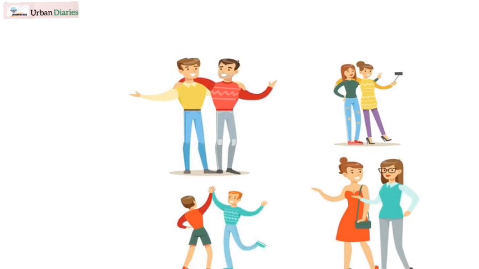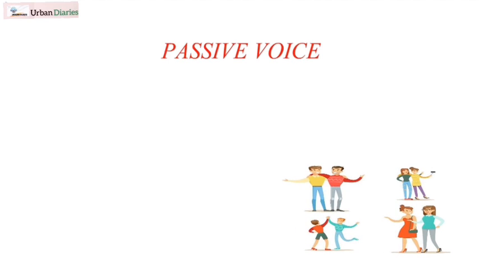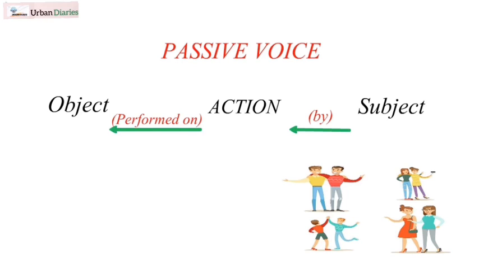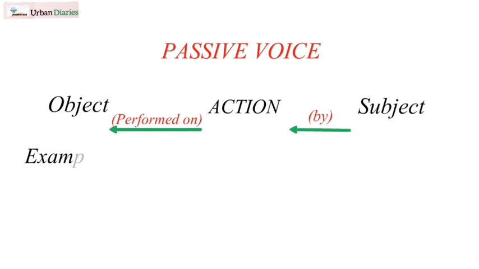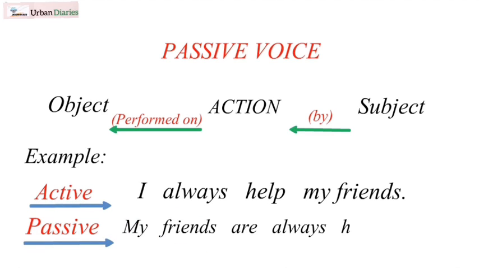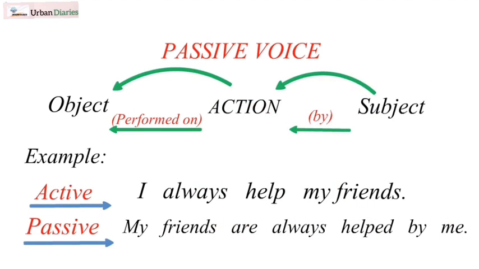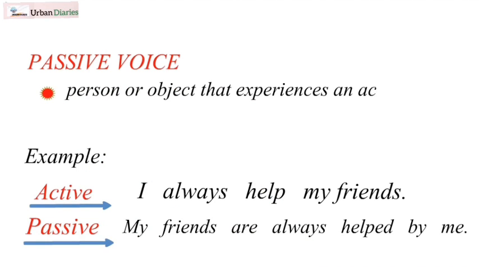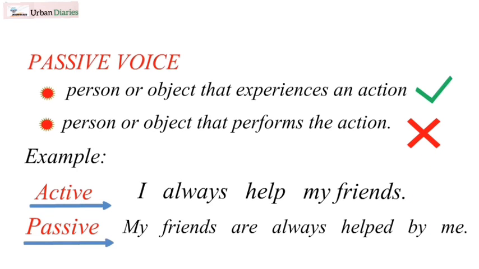Now the second way in which we can describe an action performed by the subject, that is passive voice, where the action is performed on the object by the subject. Let me explain this to you. If we want to change the same sentence which I just told you in active voice into passive voice, I may say, my friends are always helped by me, where the action is performed on the object by the subject. In other words, passive voice is used to show interest in the person or object that experiences an action rather than the person or object that performs the action.